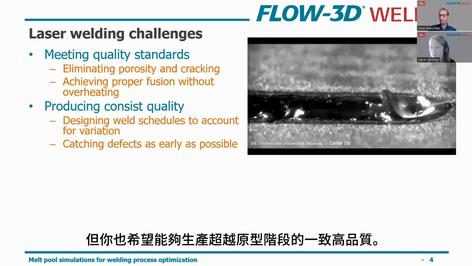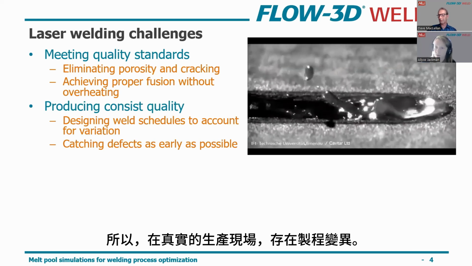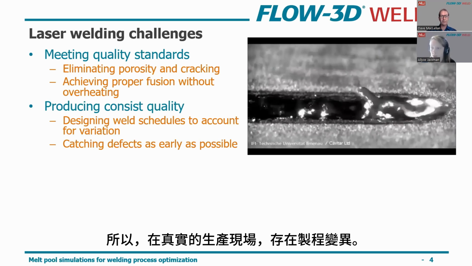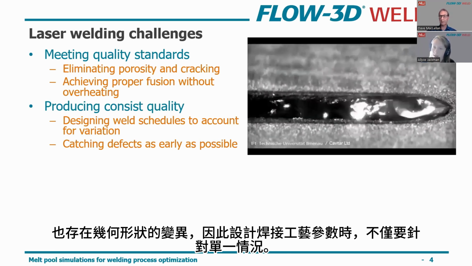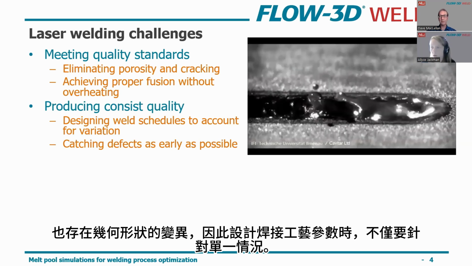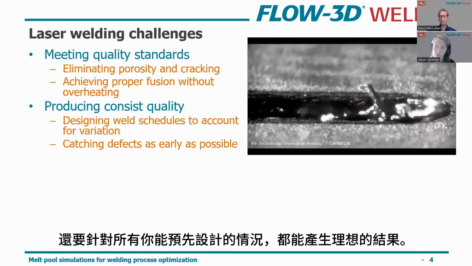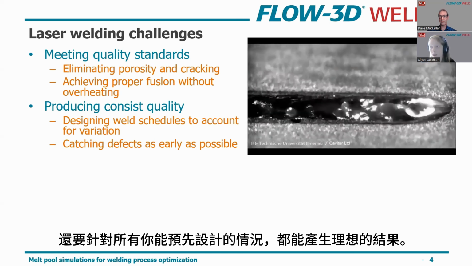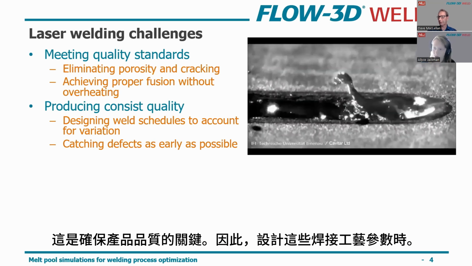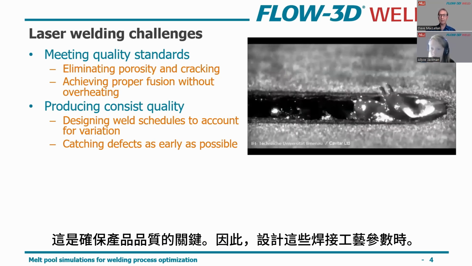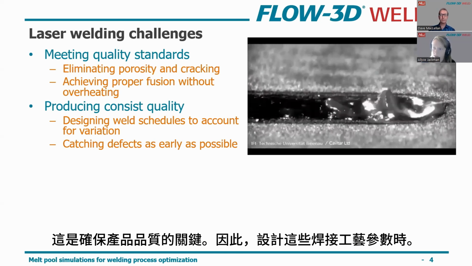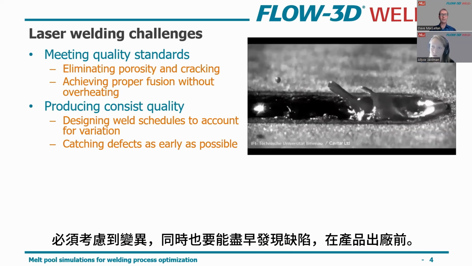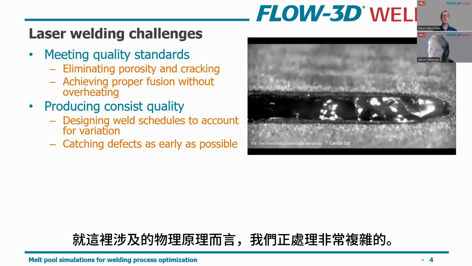But you also want to be able to produce consistent quality beyond the prototype. So in real life, on the real production floor, there's process variations, there's variations in geometry. And so designing weld schedules to not only produce the desired result in one case, but produce the desired result in all cases that you can design for is a key aspect of delivering quality in your product. So designing those weld schedules to account for the variation, but also being able to catch defects as early as possible before the products go out.